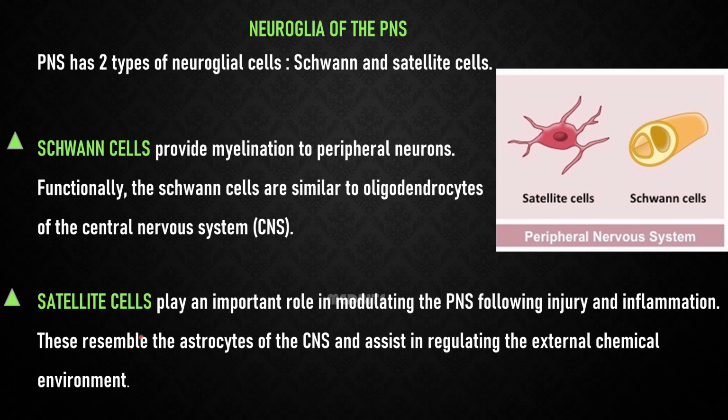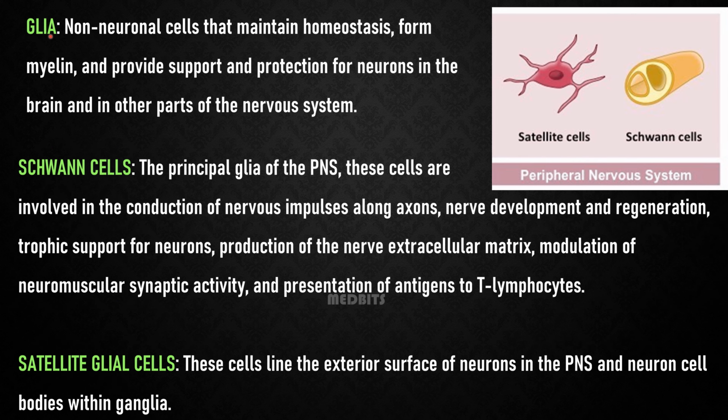Okay, so now coming to the next one, satellite cells. It plays an important role in modulating the PNS following injury and inflammation. These resemble the astrocytes of the CNS, and assist in regulating the external chemical environment. Glia, non-neuronal cells that maintain homeostasis, form myelin and provide support and protection for neurons in the brain and in other parts of the nervous system.